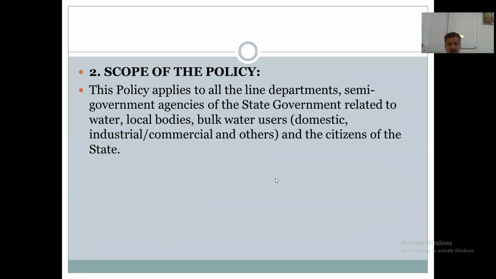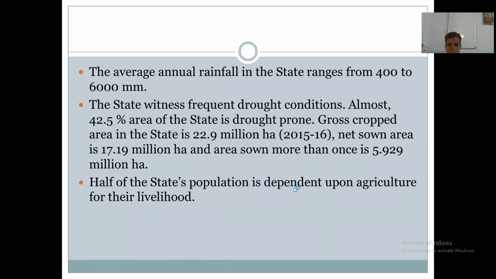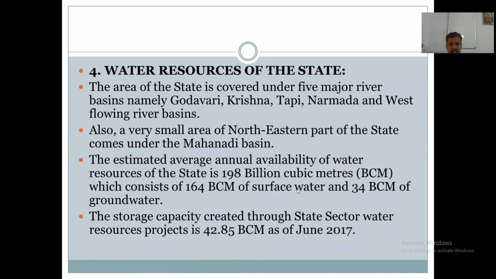So this is the overview of the state. The population, the geographical area, what is the climate, we have seen. The average annual rainfall and the drought area, this is the overview of the state. Then the water resources of the state, water distribution, which river basins are there, we have seen.